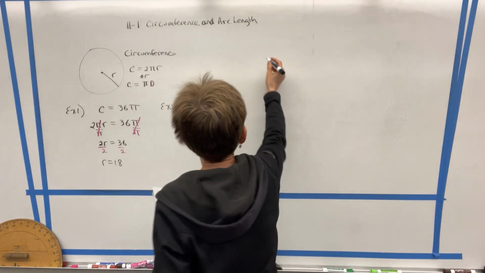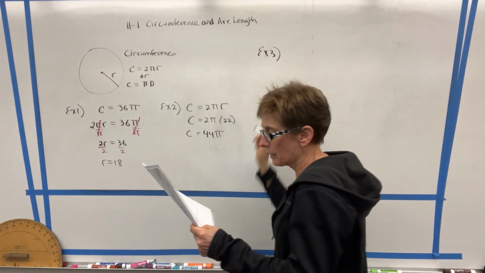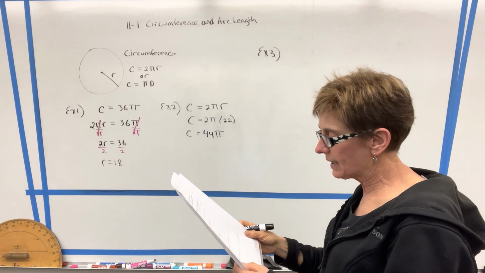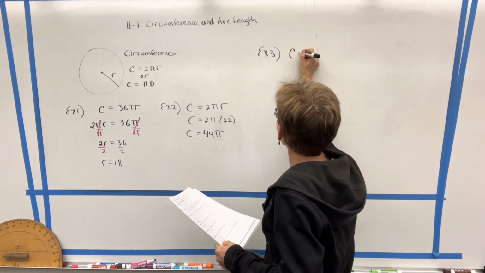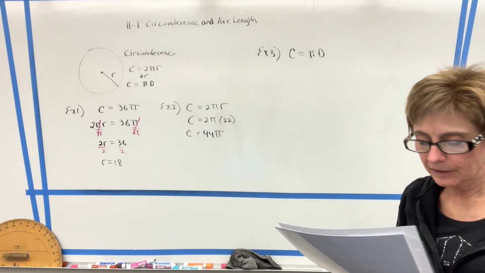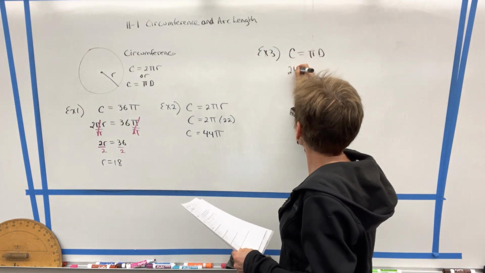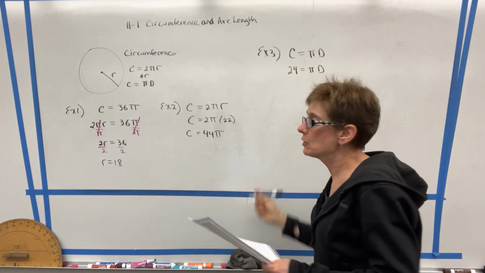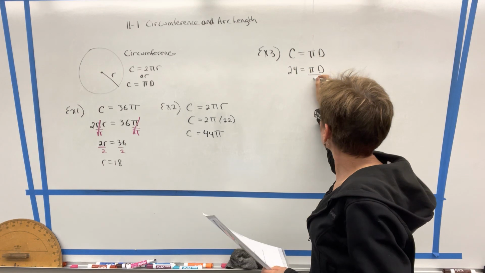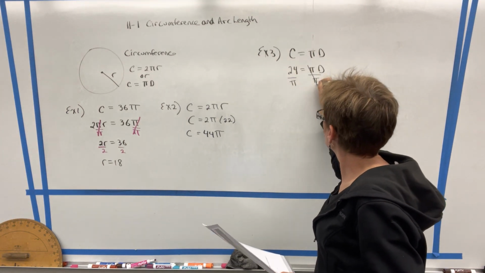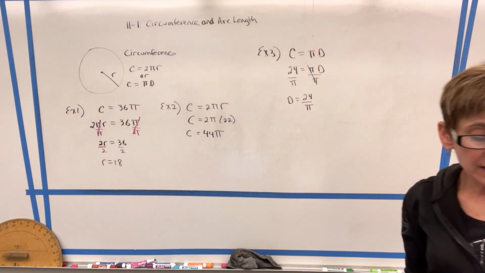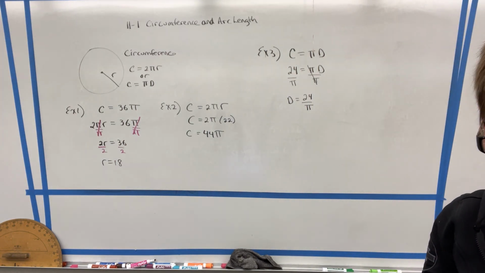Okay, let's do another example with circumference. Example number 3. Find the exact diameter of a circle with circumference equal to 24. So let's write down our circumference formula. I know circumference is pi d, and I also know the circumference is 24. So I can say that 24 equals pi d. And if I want to find the diameter, I would divide both sides by pi. This would cancel out, and I would have the diameter is 24 divided by pi. Now, if they ask for the exact diameter, I would just leave it that way instead of rounding.